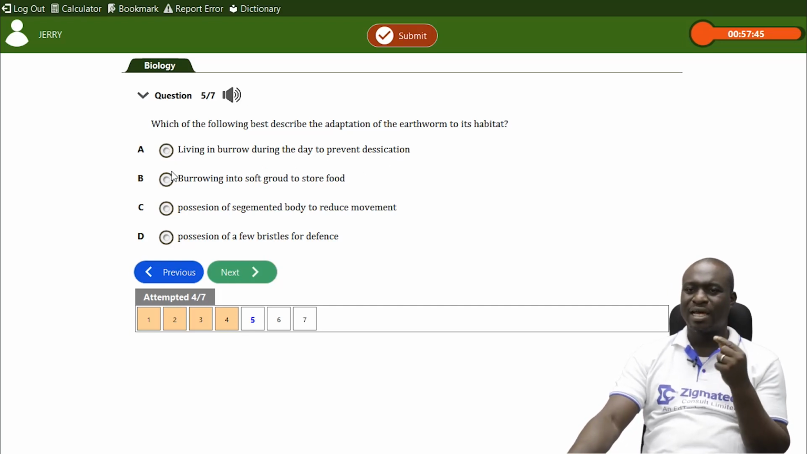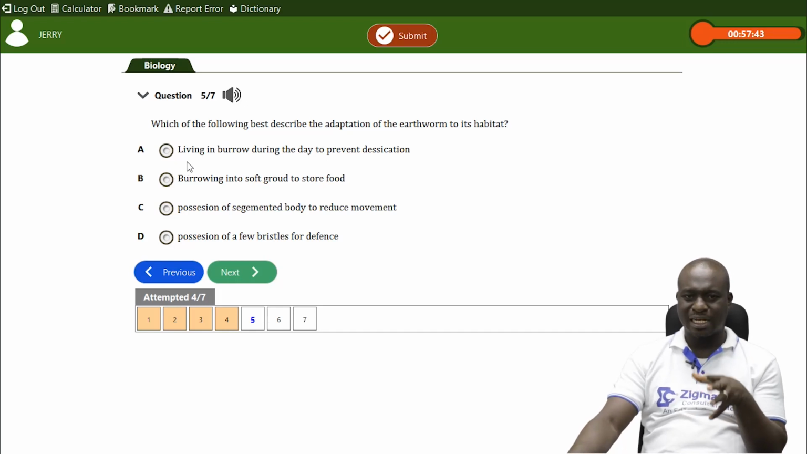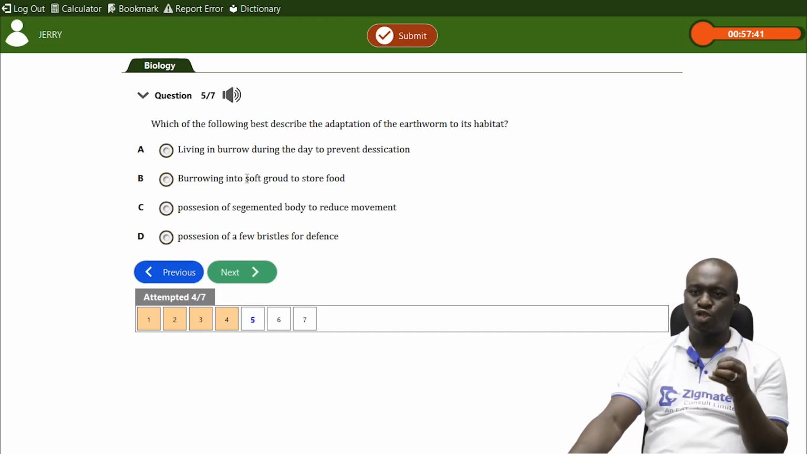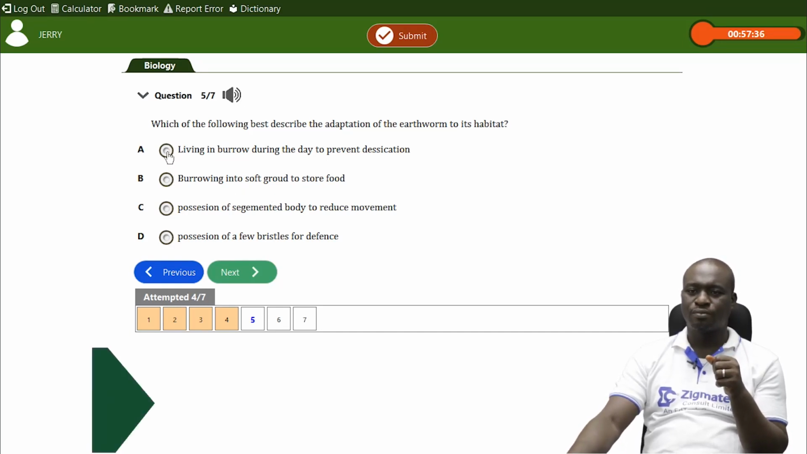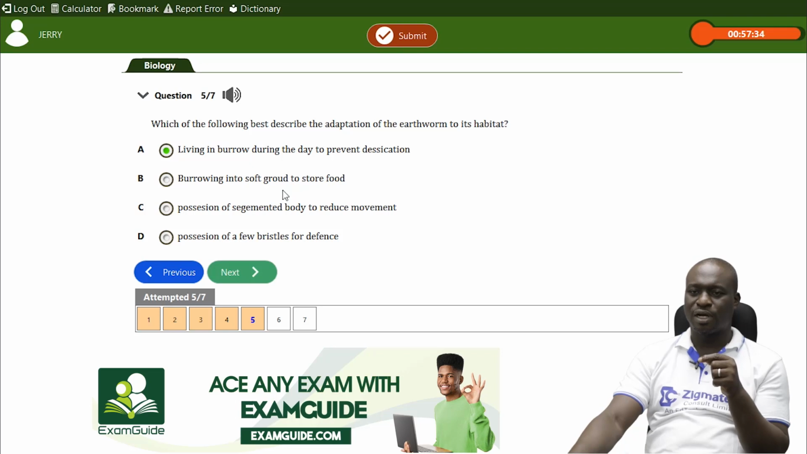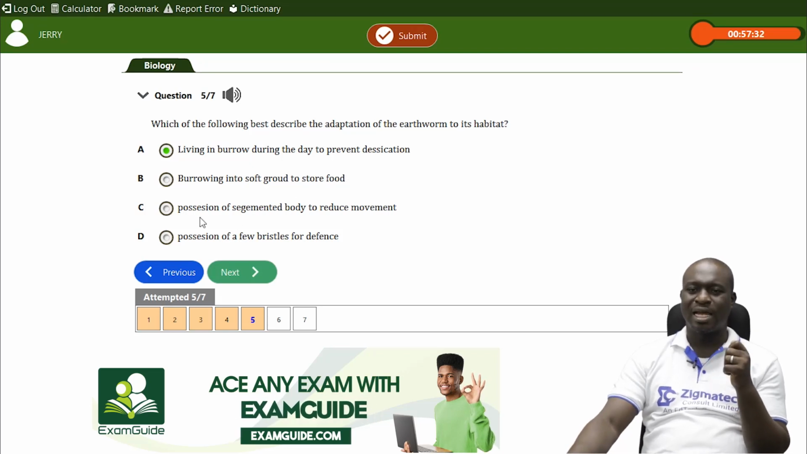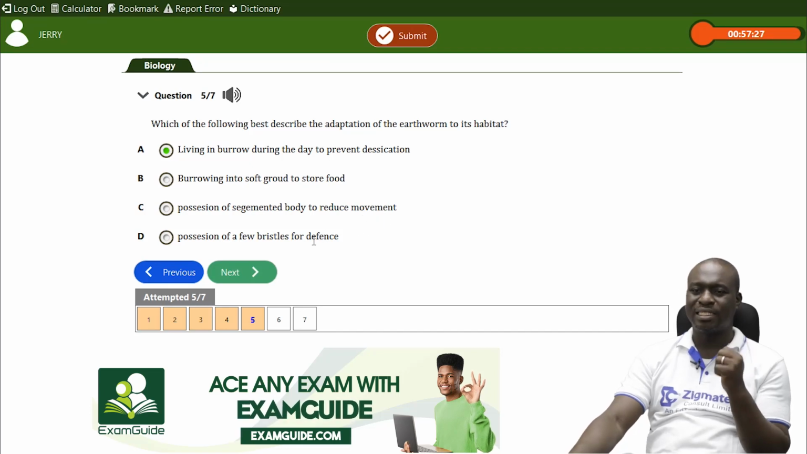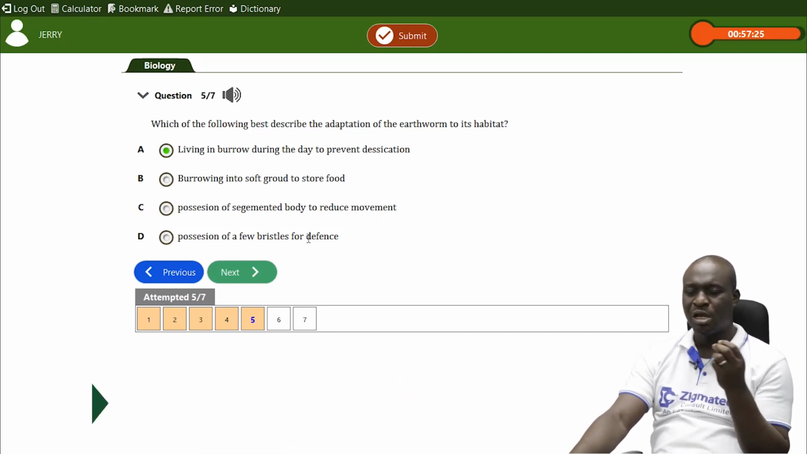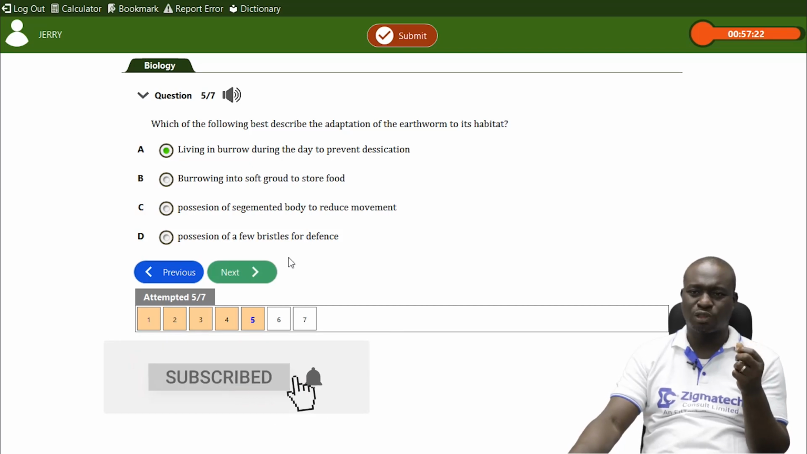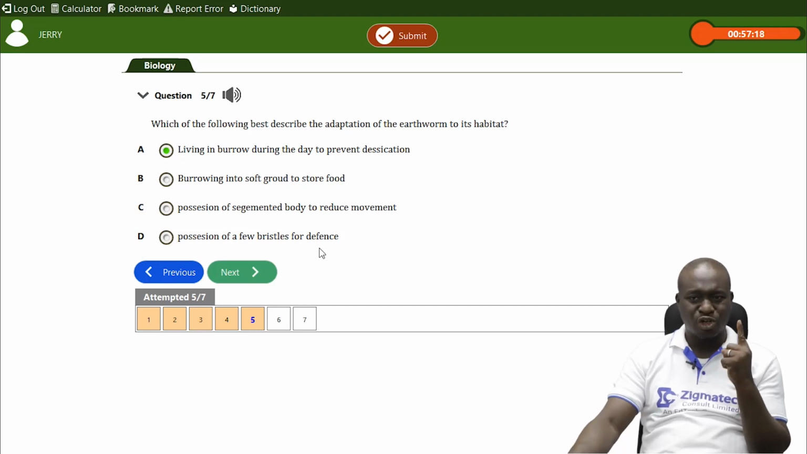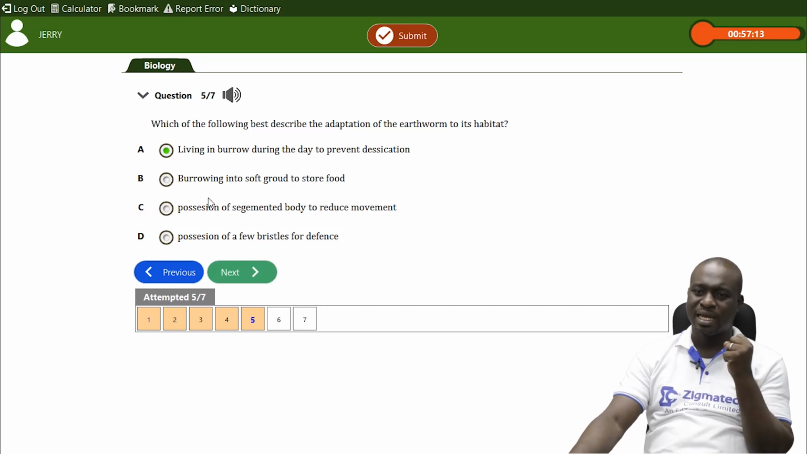Option A is correct. They live in burrows, that is in holes in the soil, during the day to prevent desiccation. B says burrowing into the soft ground to store food. That's not really it. And C says possession of segmented body to reduce movement, which is not true. And then D says possession of few bristles. Bristles are like hair-like structures that earthworms and most worms use for movement, not for defense. So the correct answer is A.